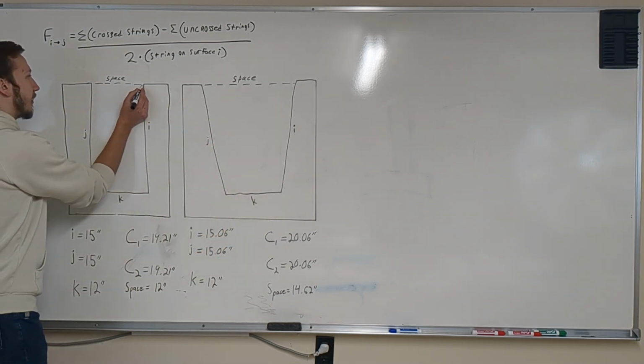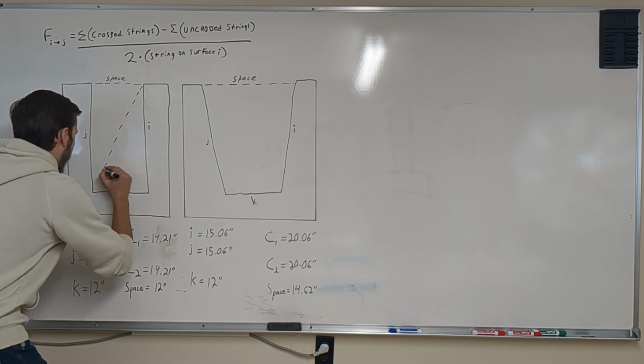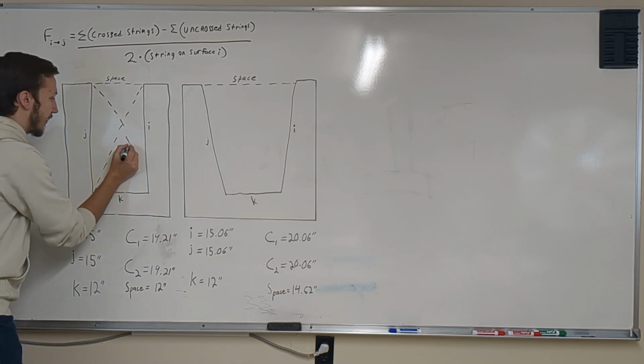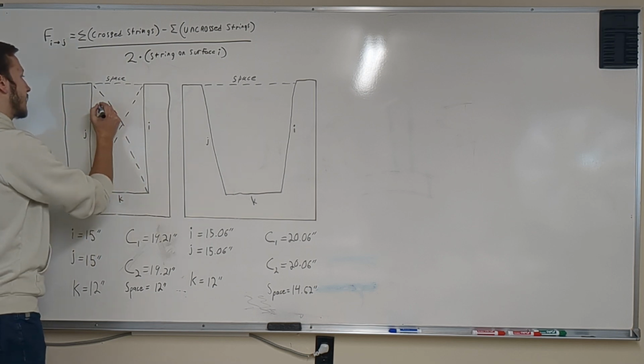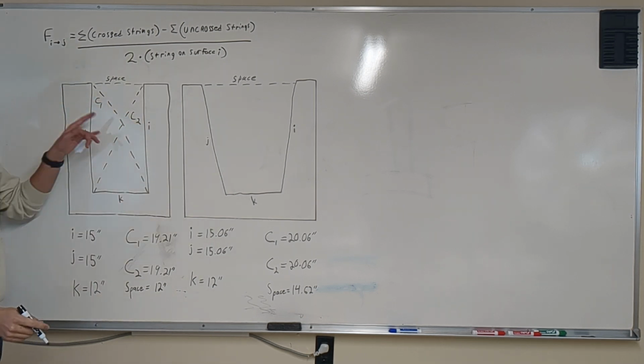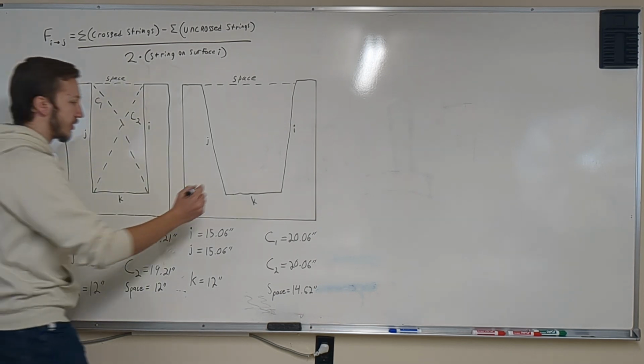Let's draw a couple of imaginary crossed strings in here now. So we're going to go from that top right to bottom left, top left to bottom right. And we're going to call these C1 and C2. Both of these are equal, and on the straight wall, they're 19.21 inches.